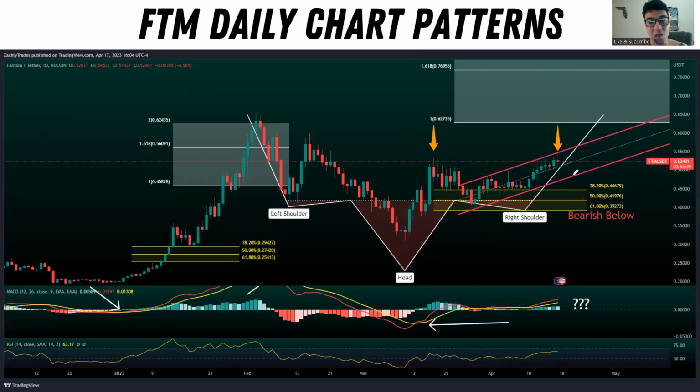Now, even if we do get a breakdown of this channel, okay, we have our major retracement levels right here of support. Okay, if you take a look, we have our swing low right here, and then we have our swing high. We had this very strong move up. We retraced, and it appears that we're trying to start our wave 3 right now and hit the 1.0 extension.